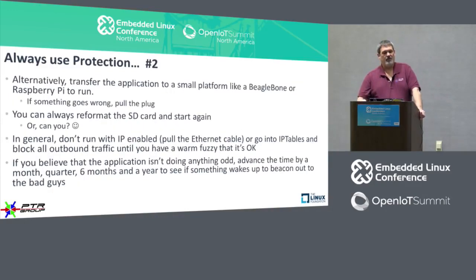All right. Alternatively, you can transfer the application to a small platform. Let's say it's ARM. Then we can take a BeagleBone or a Raspberry Pi, and we can transfer the application to that platform and try to run it there. If something goes wrong, pull the plug. Simple enough. And you can always reformat the SD card and start over again, but if I'm running malware, I probably want to destroy the SD card and get another one. I don't want to take any chance that there's something left over.